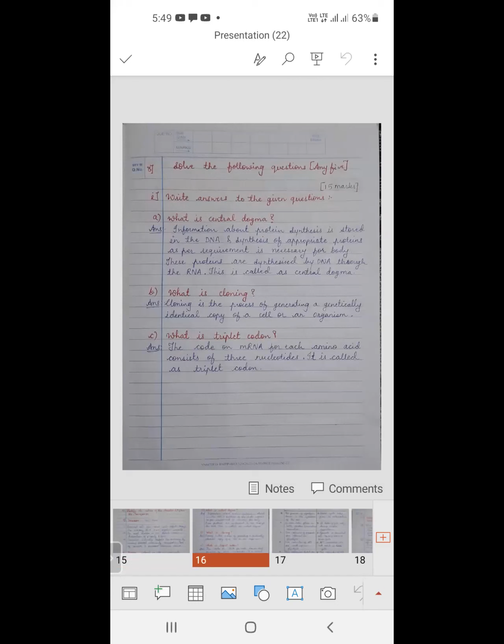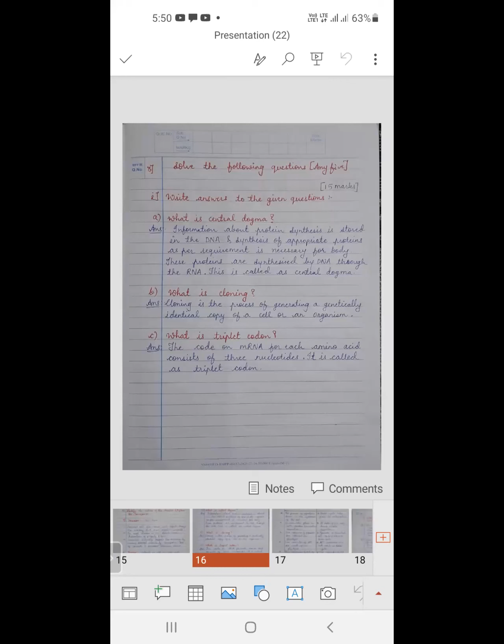question number 3. Solve the following questions, any 5, and it carries 15 marks. So each question carries 3 marks, and you have to write that many points which are required to complete the score of 3 marks. So you have to write that many points in your answer, so you can score out of 3. So first question, that is, write answers to the given questions. First question A, that is, what is central dogma?